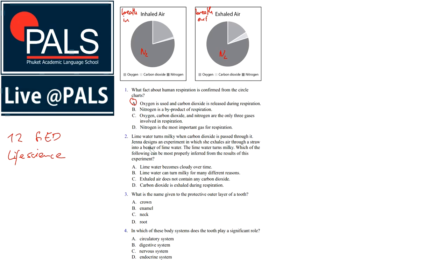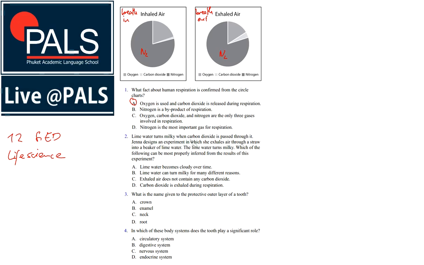Question 2. Lime water turns milky when carbon dioxide is passed through it. Jenna designs an experiment in which she exhales air through a straw into a beaker of lime water. The lime water turns milky. Which of the following can be most properly inferred from the results of this experiment? A, lime water becomes cloudy over time. B, lime water can turn milky for many different reasons. C, exhaled air does not contain any carbon dioxide. D, carbon dioxide is exhaled during respiration.